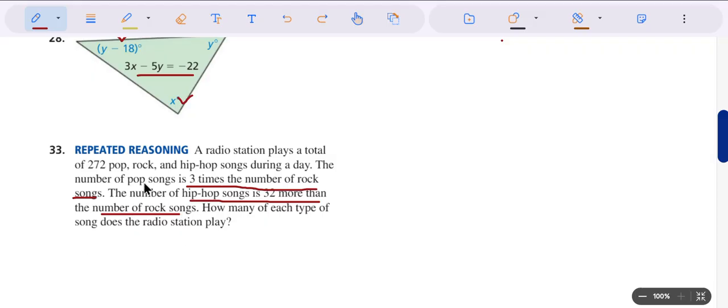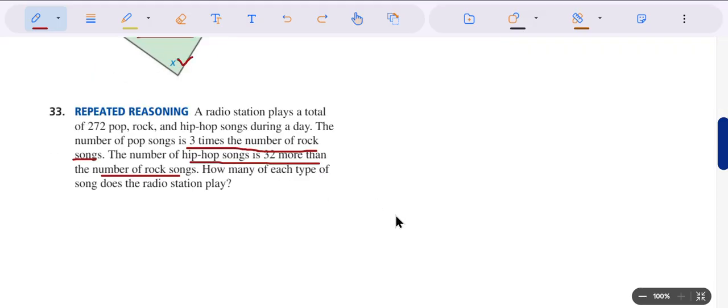In this case, 3 things are given: pop, rock, and hip hop. Let pop be X number of songs, rock as Y, and hip hop as Z. So the total is 272, what is the meaning? X plus Y plus Z equal to 272.